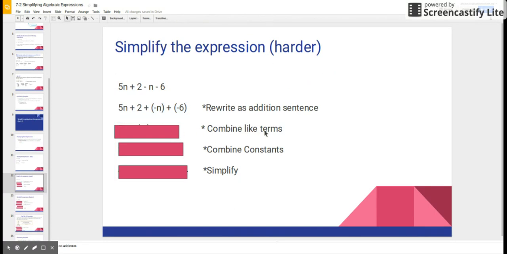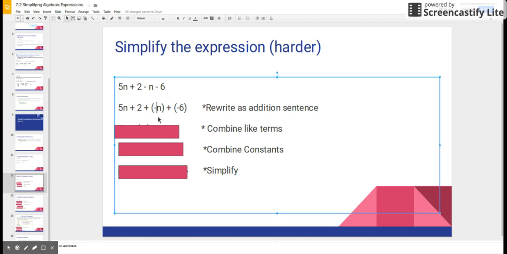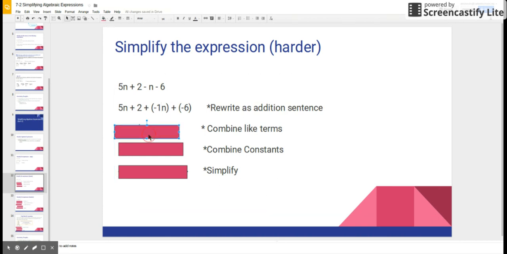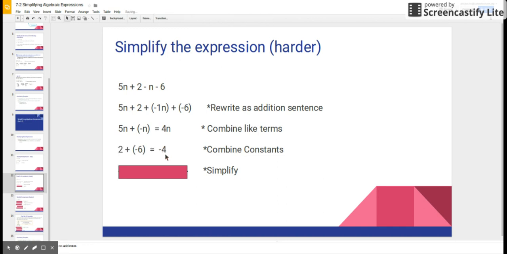So first thing we need to do is combine our like terms. We have a 5n plus a negative 1n. Feel free to write in that 1 because the 1, again, is invisible. So 5n plus a negative 1n gets you 4n. Combine your constants next. You have a 2 plus negative 6. 2 plus negative 6 is negative 4.